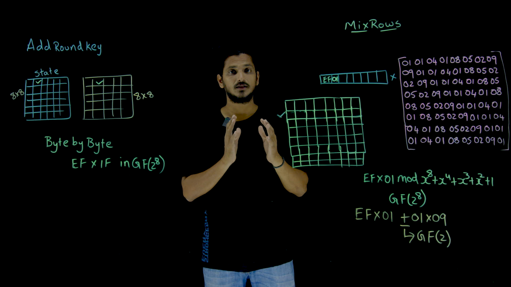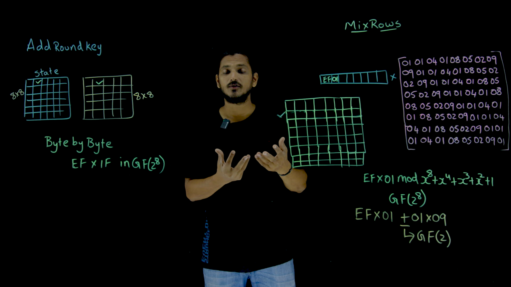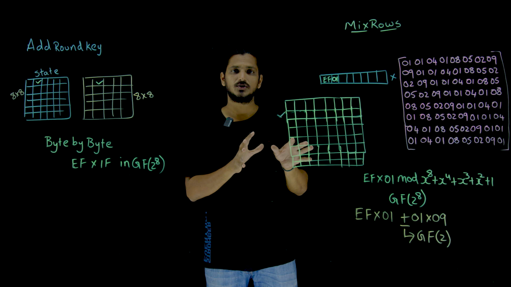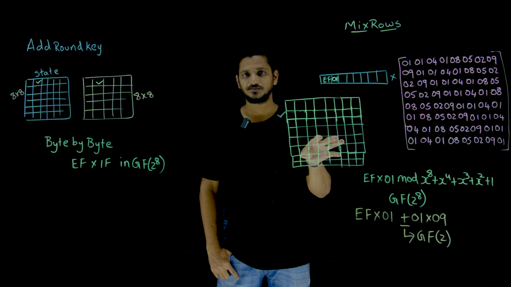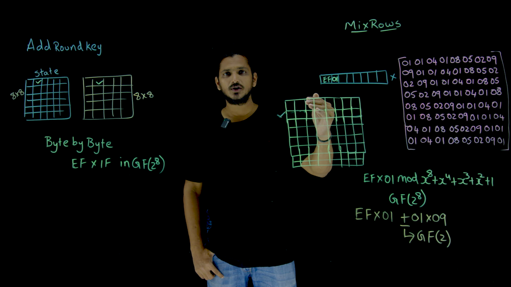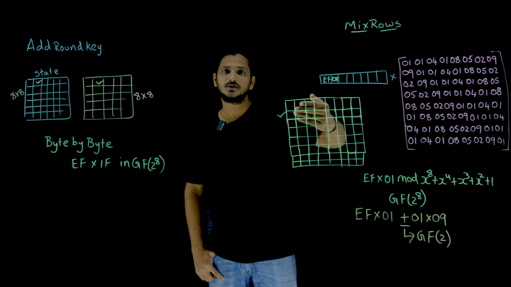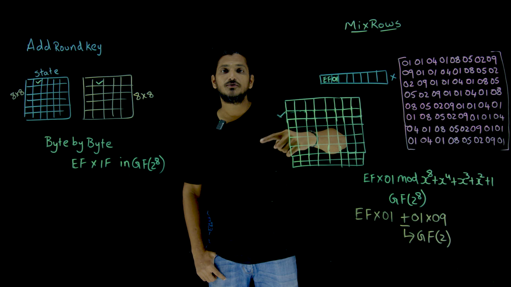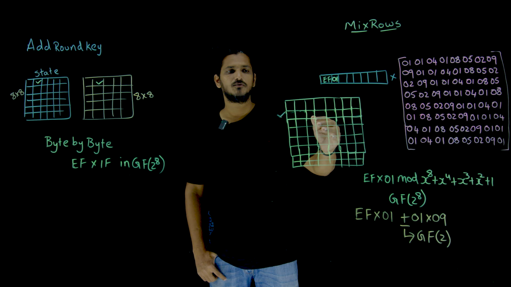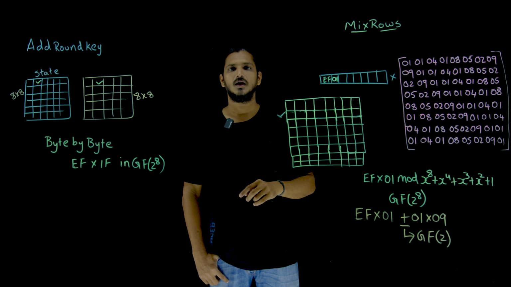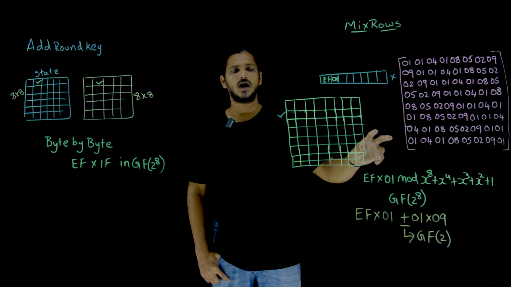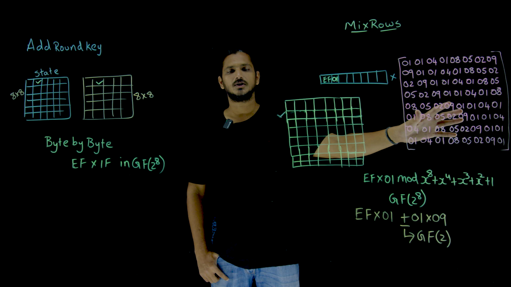The mixing is also done a little differently when compared to AES. Let's try to understand how. This is an 8 by 8 state. This is the output which we got from our previous step, shift columns. Whatever output comes from it is the input to mix rows. What happens here is we take the first row and multiply it with a constant matrix. They have provided a constant matrix.